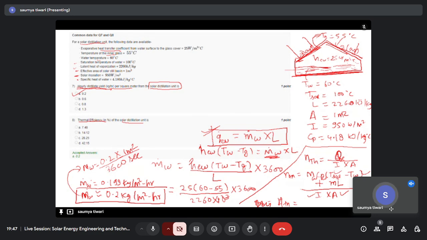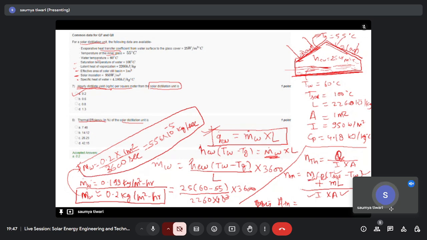1 hour could be written as 3600 seconds. If you solve this, you can get your mass of water, which will come to be 5.56 into 10 to the power minus 5. This will be in kg per second. This is how you will calculate the mass of water in kg per second. This value will actually be used here.